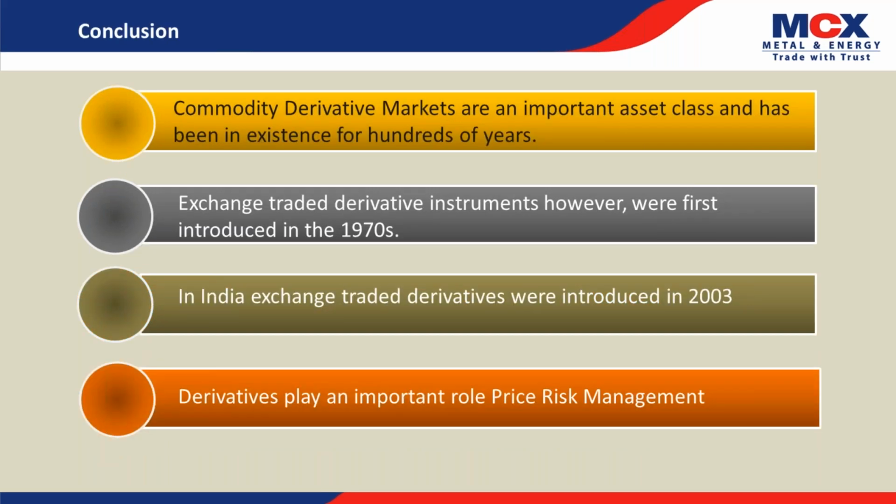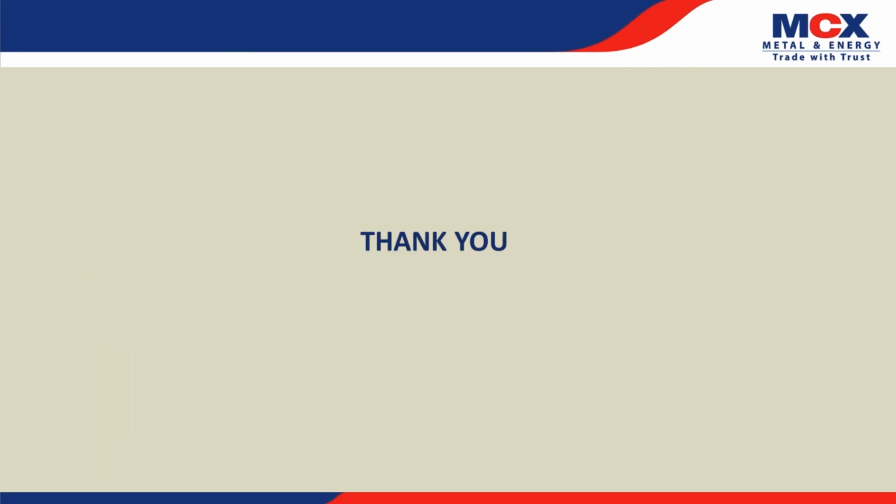To conclude, commodity derivative markets are an important asset class and have been in existence for hundreds of years. However, exchange traded derivative instruments were first introduced in the 1970s. And in India, exchange traded derivatives were introduced in the year 2003. Now, derivatives play an important role in price risk management. With that, I conclude. Thank you.